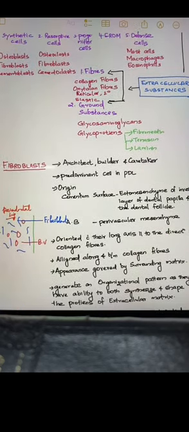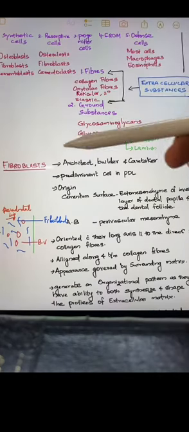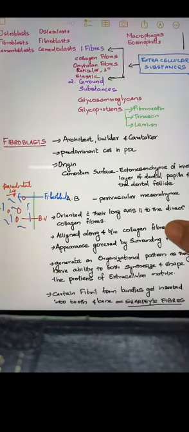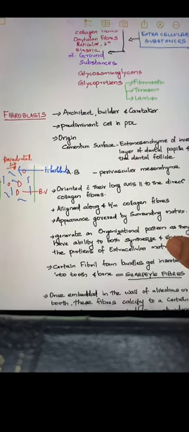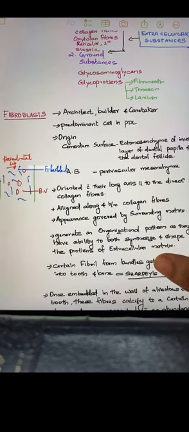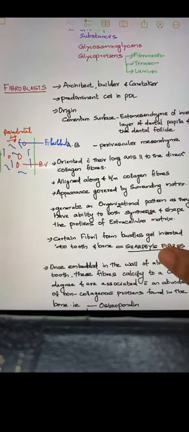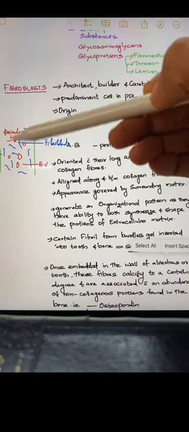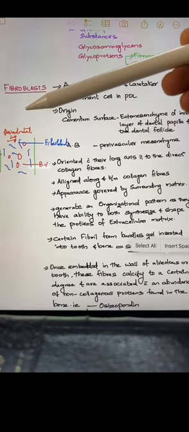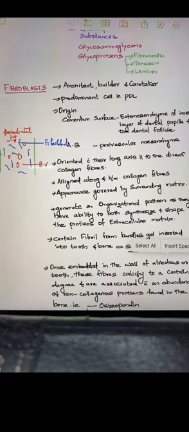Now we will discuss the fibroblast. The fibroblast is the architect, builder and caretaker, which is a prominent cell in the periodontal ligament. This is the fibroblast, which is oriented with its long axis parallel to the direction of the collagen fibers, aligned along and between the collagen fibers.